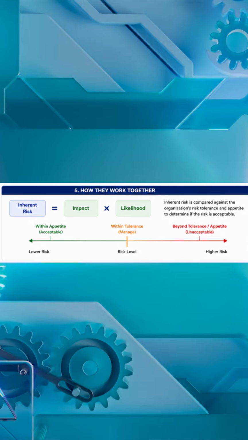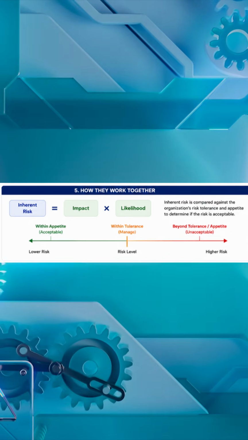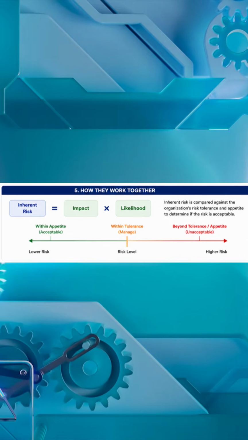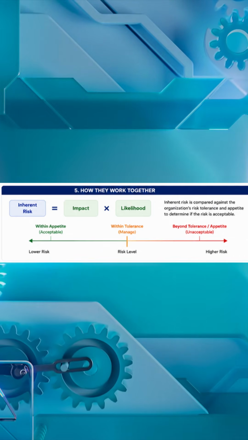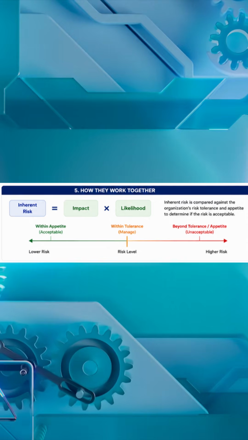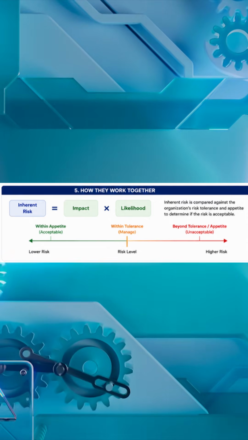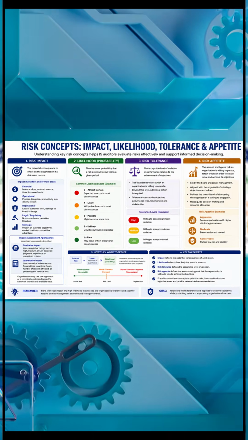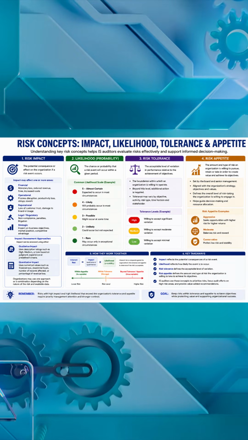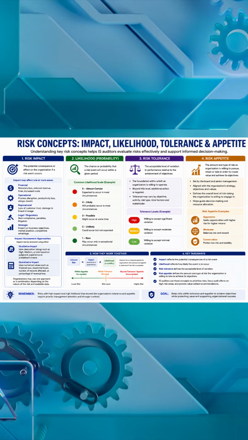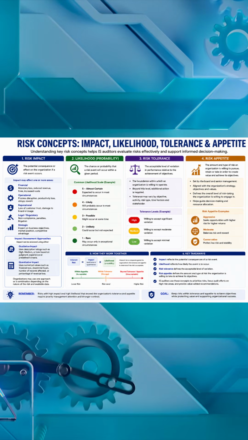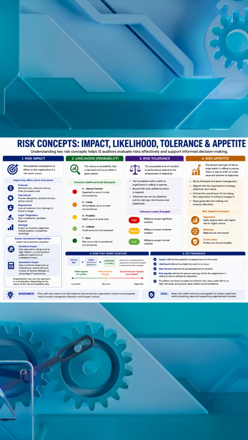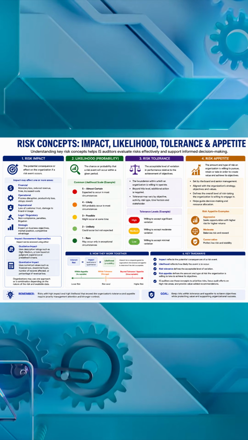When these concepts work together, organizations can determine whether a risk is acceptable or requires treatment. Inherent risk is commonly assessed by combining impact and likelihood. That result is then compared against the organization's tolerance and appetite to decide whether the risk falls within acceptable limits. For IS auditors, these concepts are extremely important because they help prioritize audit focus areas, support risk-based auditing, and ensure that audit recommendations align with the organization's strategic objectives and governance expectations.